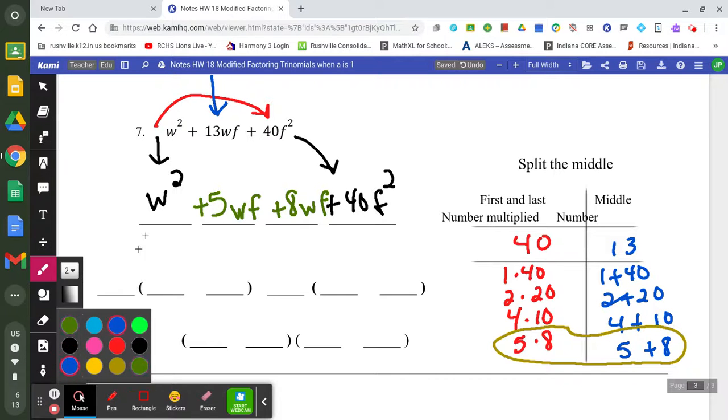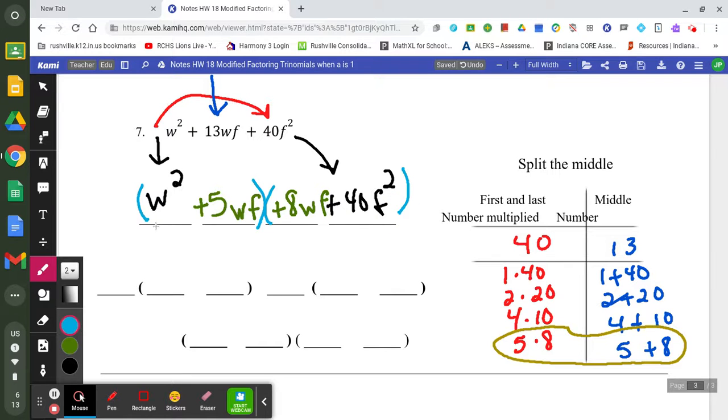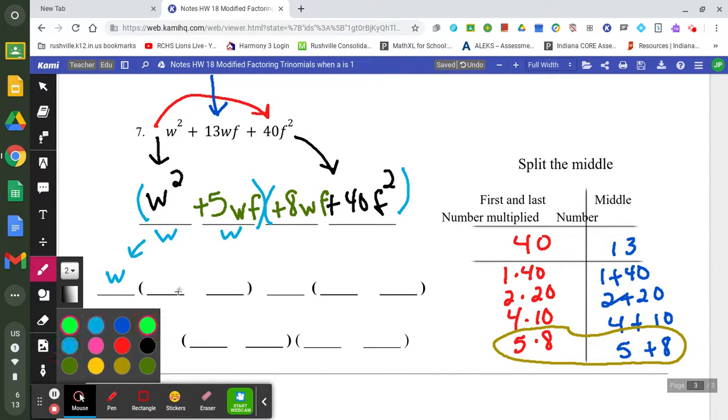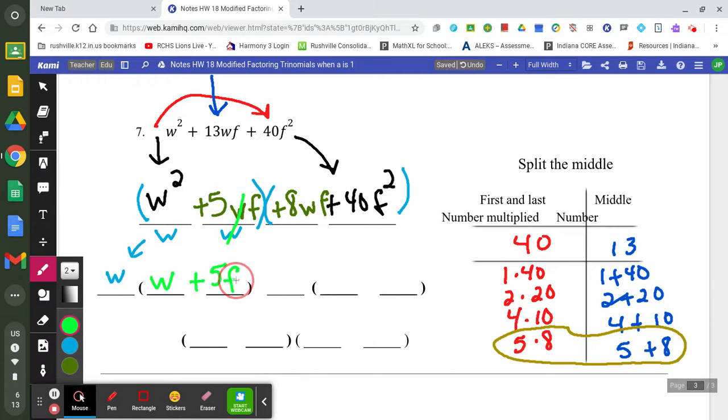And then I group my first 2 terms and group my second 2 terms. The greatest common factor of W squared plus 5WF would be W. And then when I do my divide, W squared divided by W is W. 5WF divided by W. Those W's cancel, so I have plus 5F.